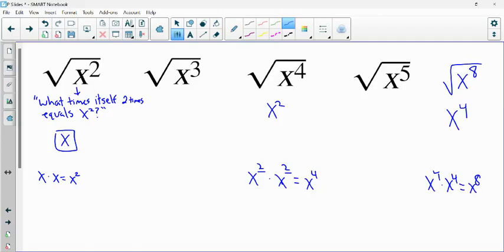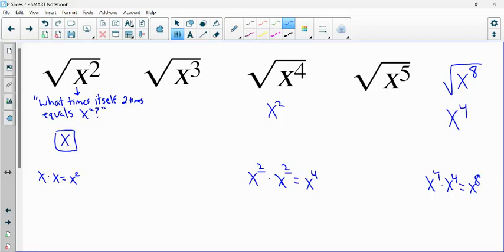So what's your trick when you have an even exponent and you're taking the square root? What's the little trick to it? What are you going to do with that exponent? Went from exponent of 2 to exponent of 1, exponent of 4 to an exponent of 2, exponent of 8 to an exponent of 4. Divide by 2 if you have an even exponent.